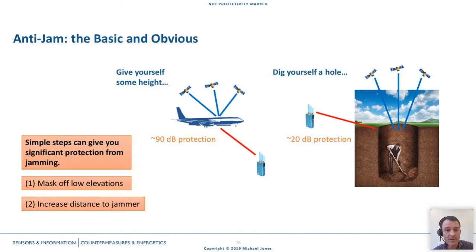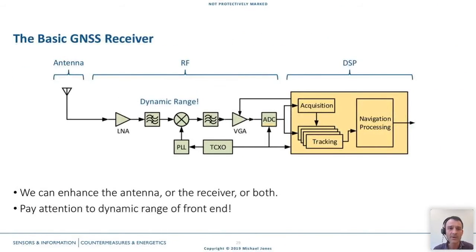Okay, but assuming we can't do any of those things, we need to start thinking about how we can enhance our equipment. So here's a GNSS receiver, and there are 3 parts to it that I've labeled. There's the antenna on the left, then the radio frequency front end in green, and then the digital signal processing, which is doing all the navigation function, on the right-hand side. We can choose to enhance either of those parts, the antenna or the receiver itself, or both.